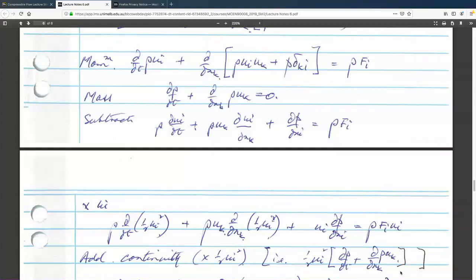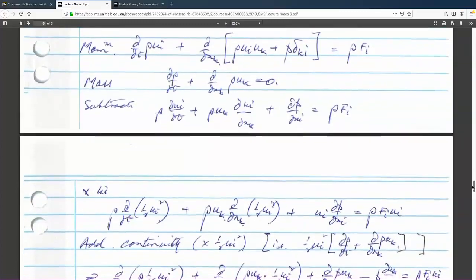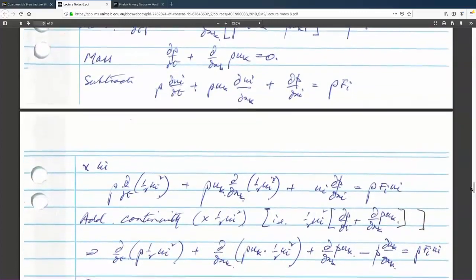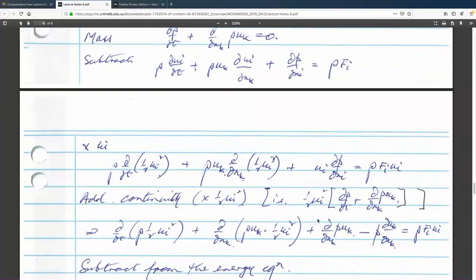All right. Now we're going to do something a little tricky. We're going to multiply the continuity equation, or the mass equation, d rho dt plus d dxk of rho uk, which we know is equal to 0. We can multiply it by a half ui squared and we'll still have 0. And we'll add it back to this equation.